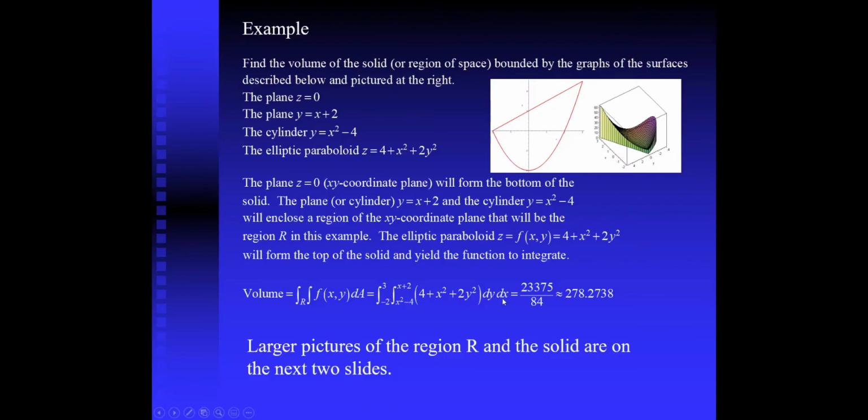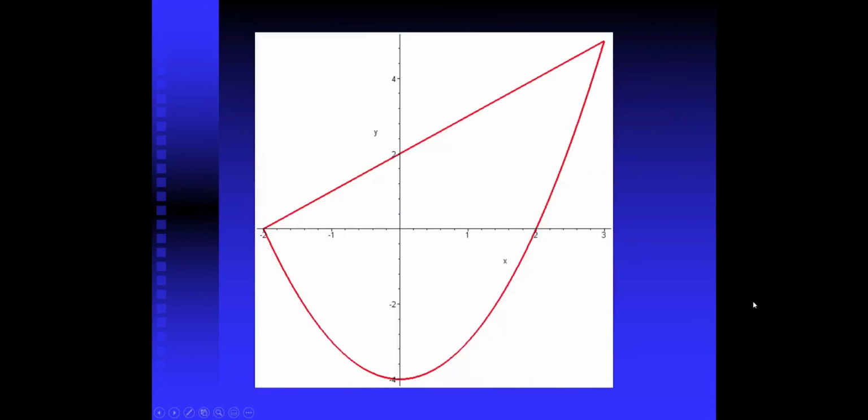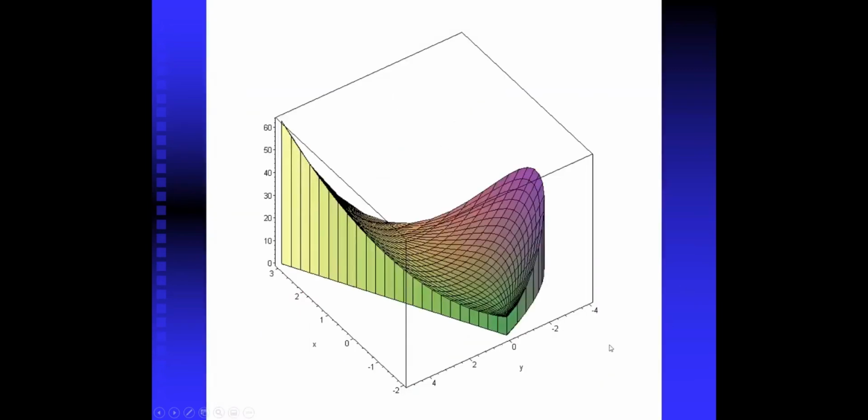You grind that out. It comes out to 23,375 divided by 84, a little over 278. Really cool that we can compute these volumes. So there was the base, a little bigger picture of it. Again, you're going x from -2 to 3, and then y going from the parabola up to the line, and a little picture of your solid here, with the one plane on the side, the plane on the bottom.